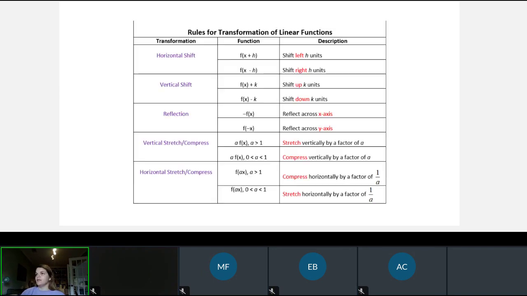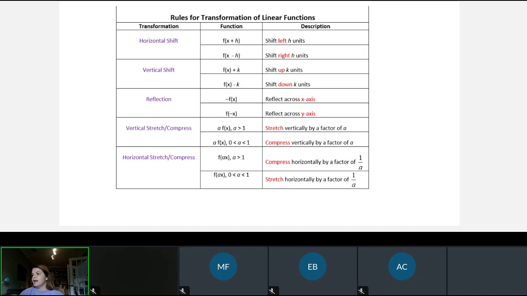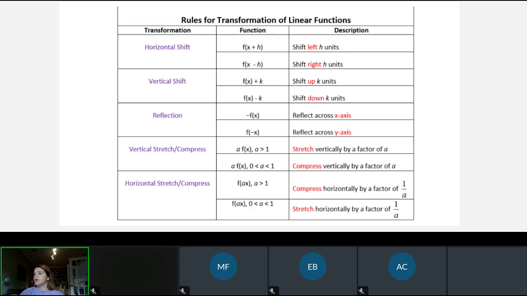I think that if you take a picture of this, this might help you. These are our rules for transformations. Take a picture of this because you can use this on your homework and on your test. Horizontal shifts are when we have the function inside the parentheses and we're adding or subtracting something. That means we're going left and right. If what we're adding or subtracting is after the parentheses, that means we're going up or down.